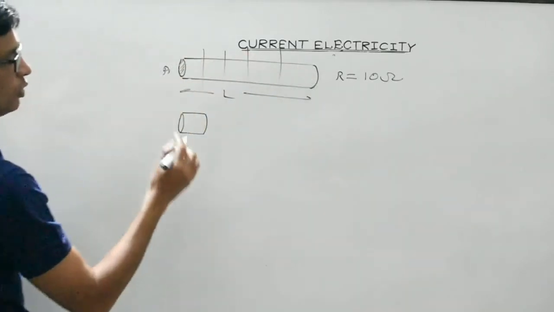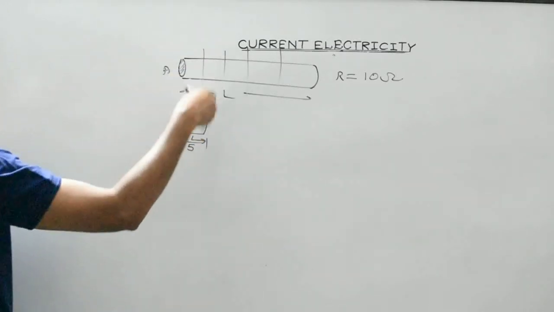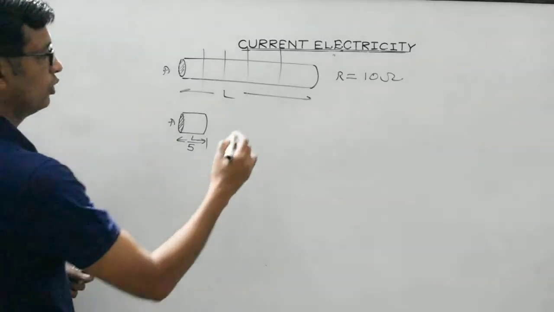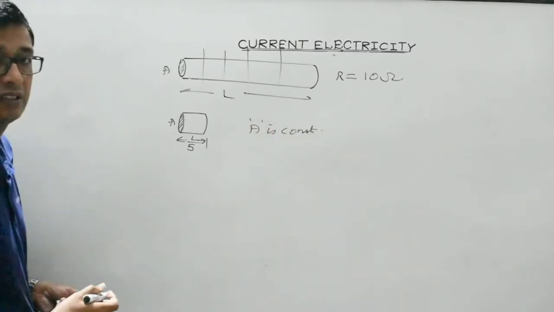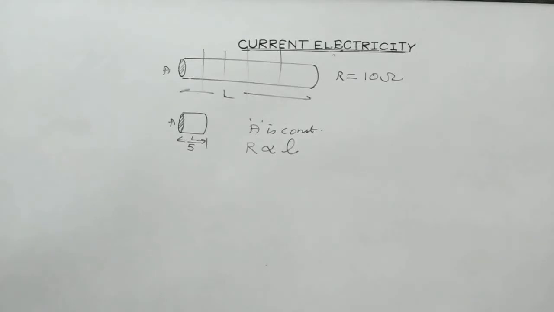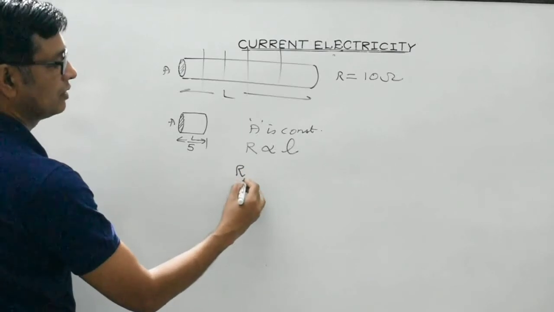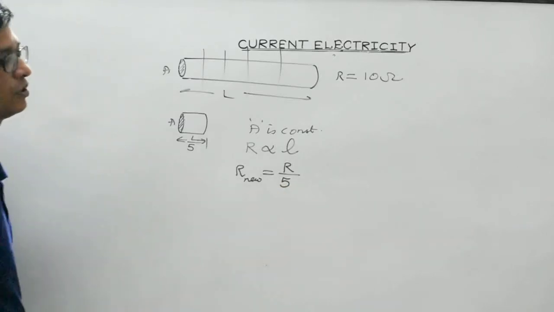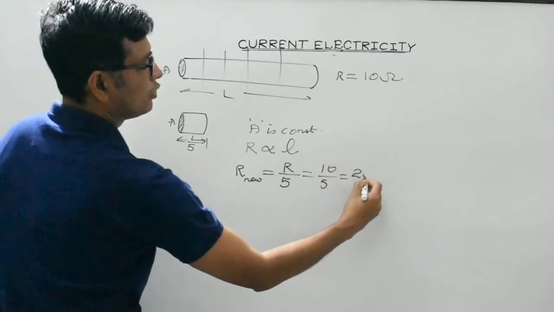If it is cut into 5 equal parts, then the length of each part will be L by 5. So in case of cutting the wire into equal parts, the cross-section area will remain constant, isn't it? So here A is constant. And students, I have told you, when A is constant, then resistance is directly proportional to the length of the conductor, isn't it? So, if the length becomes 1 by 5th, therefore the new resistance would be equal to 1 by 5 times the original resistance. Original resistance was 10. So, it will be 2 ohm.